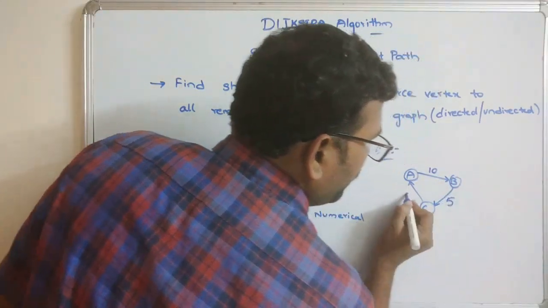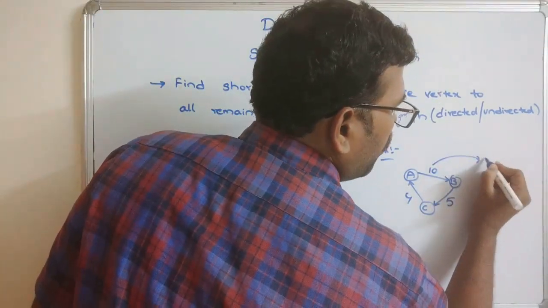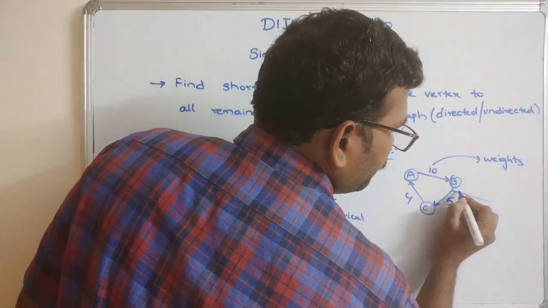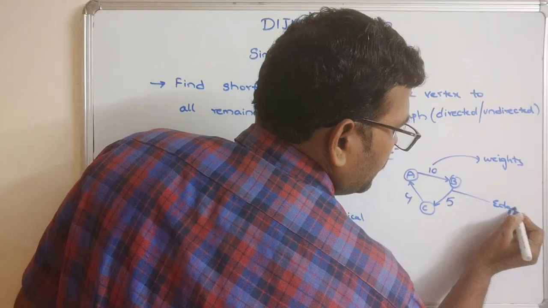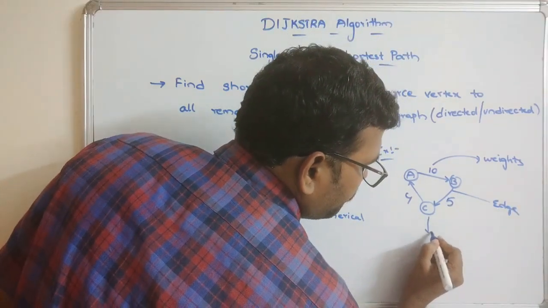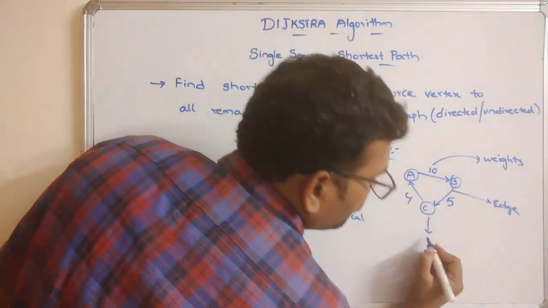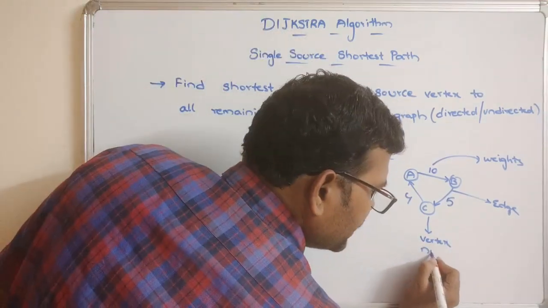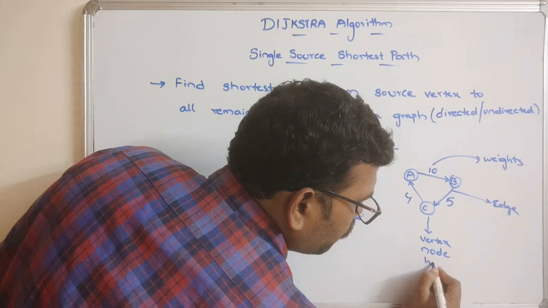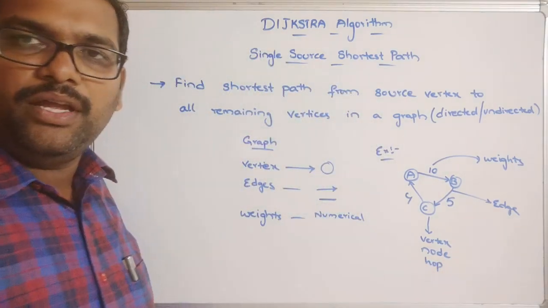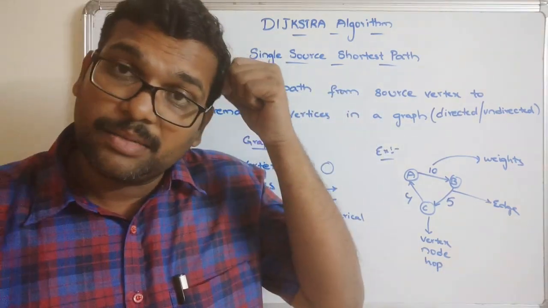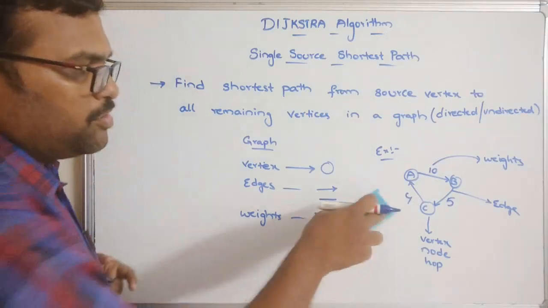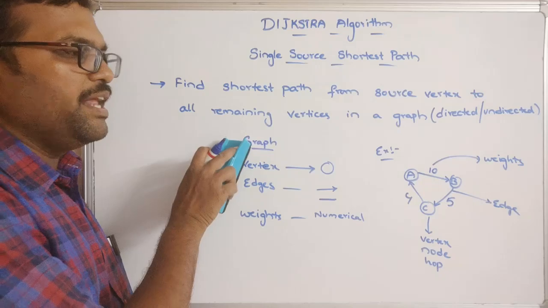So 5 and 4, we will call these weights, and this we will call an edge, and this we will call a vertex, and we can also call it a node, or we can also call it a hop, depending upon the subject or course. So vertex, node, or hop. So this is a small introduction about the graph.